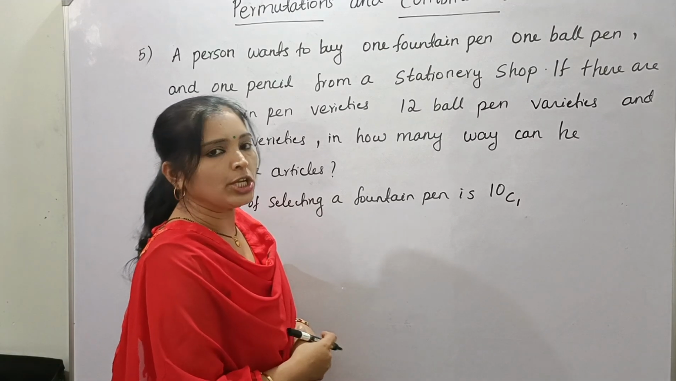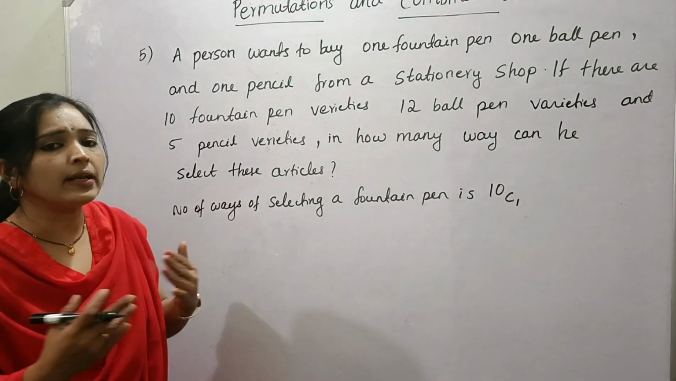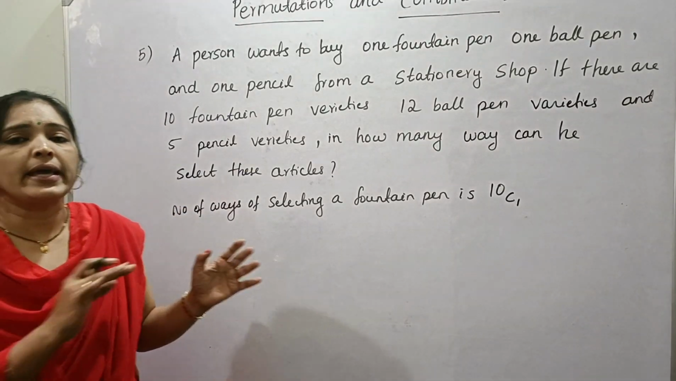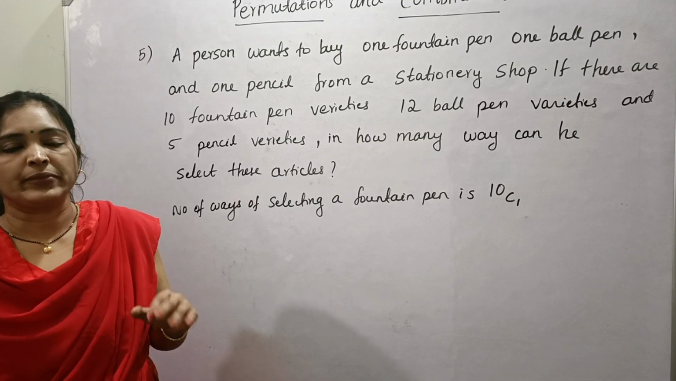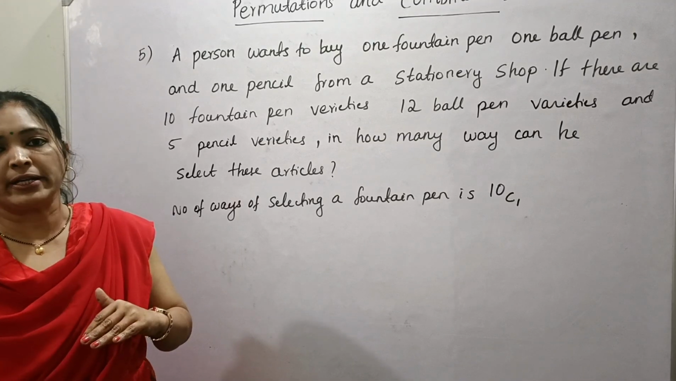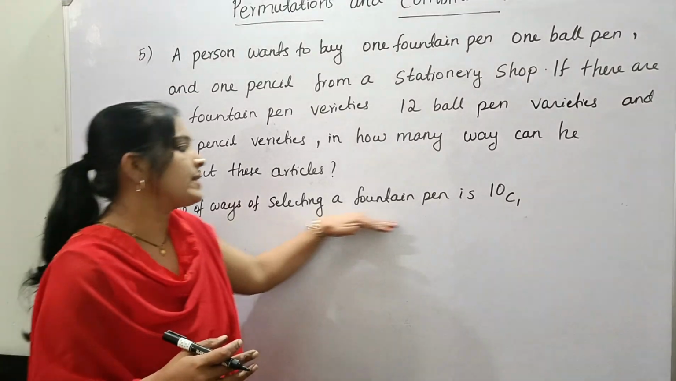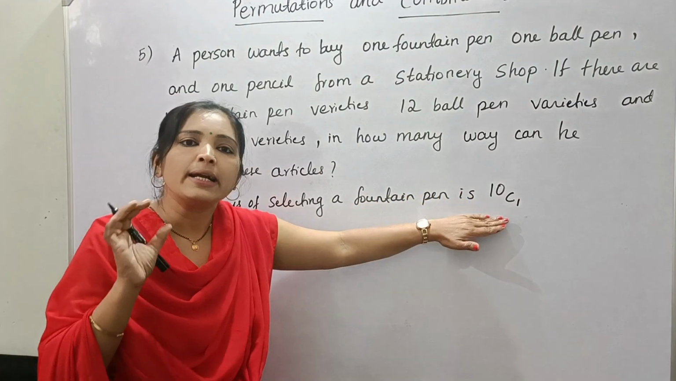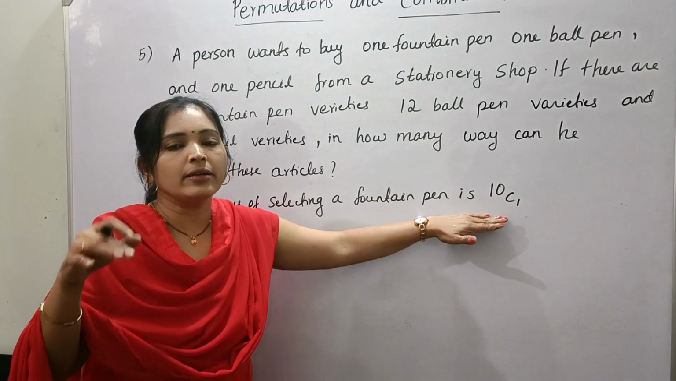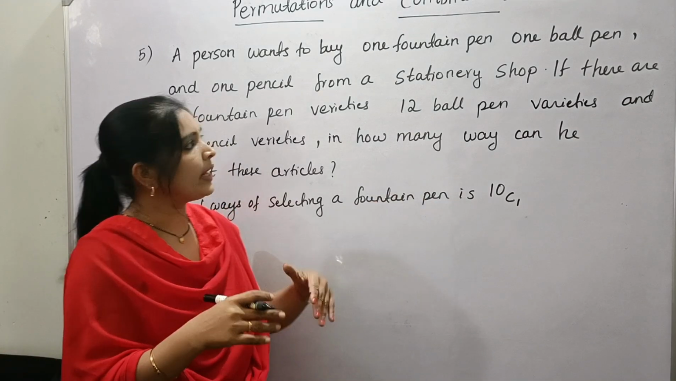And why is it combination? Here he has to select a pen, a pencil and a fountain pen. There is no order, okay. Here order does not matter, that is combination. If order matters, then it will be a permutation. So here you can write directly the number of ways of selecting a fountain pen is 10. That is, 10 times we can select the fountain pen, right?